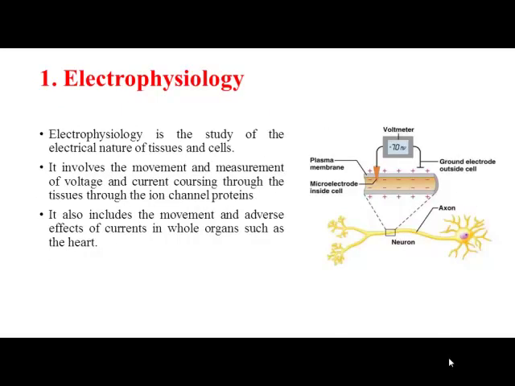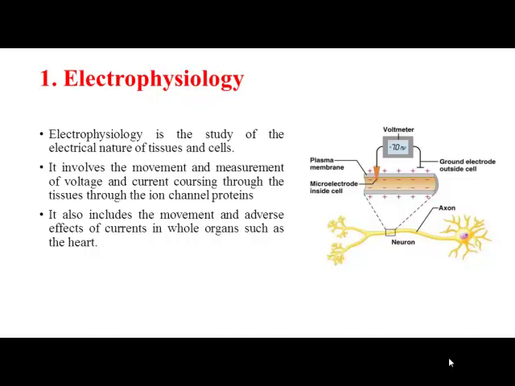First, we would look at what is electrophysiology. Electrophysiology is basically a method to assess your heart's electrical system or activity, and it is used to diagnose abnormal heartbeats or arrhythmia. It involves the movement and measurement of voltage and current coursing through the tissues through the ion channel proteins. It also includes the movement and adverse effect of currents in whole organs such as the heart.